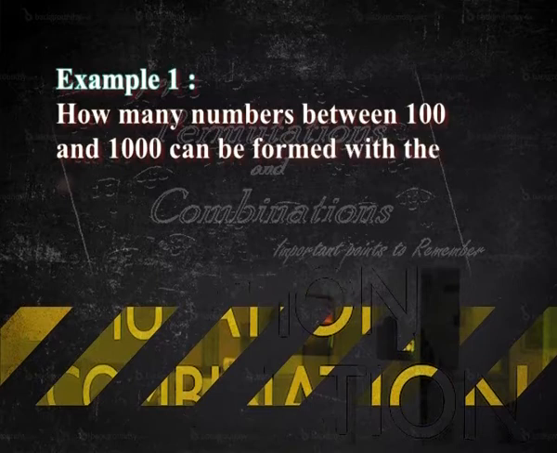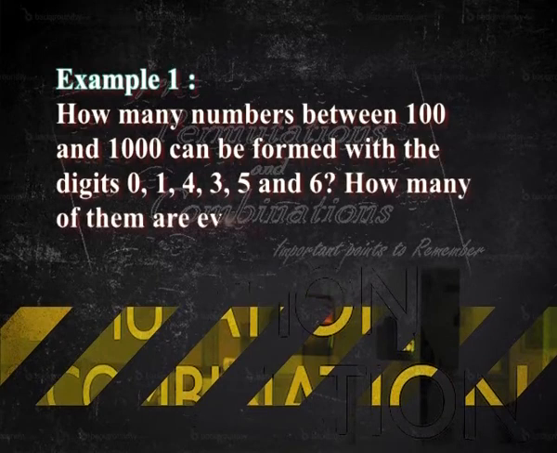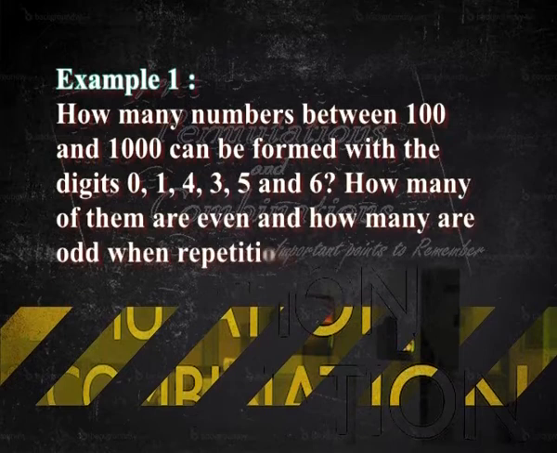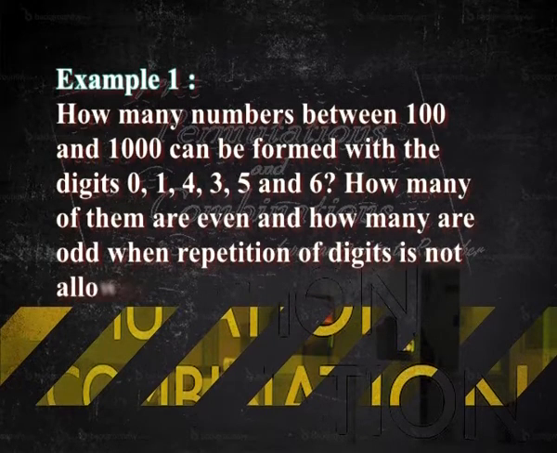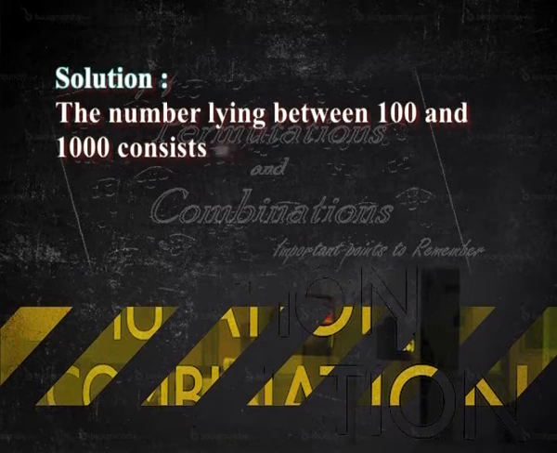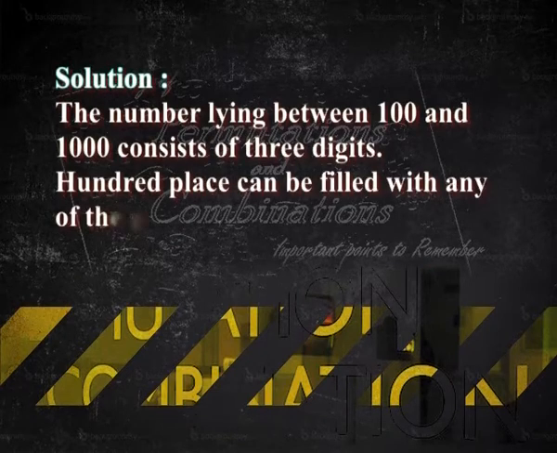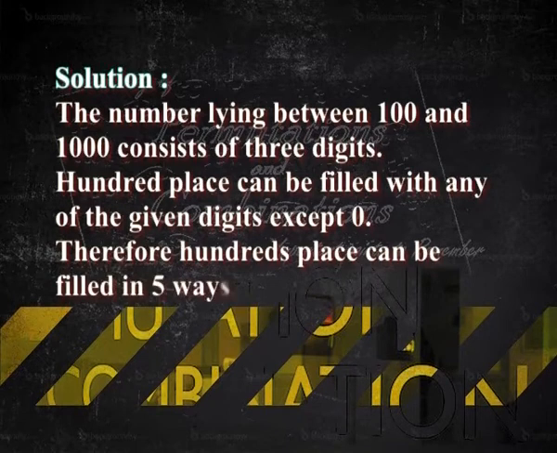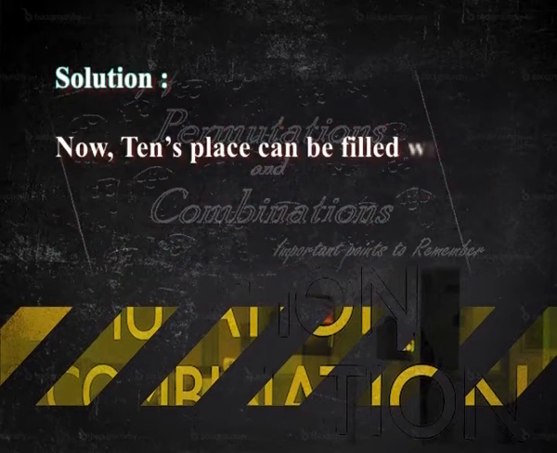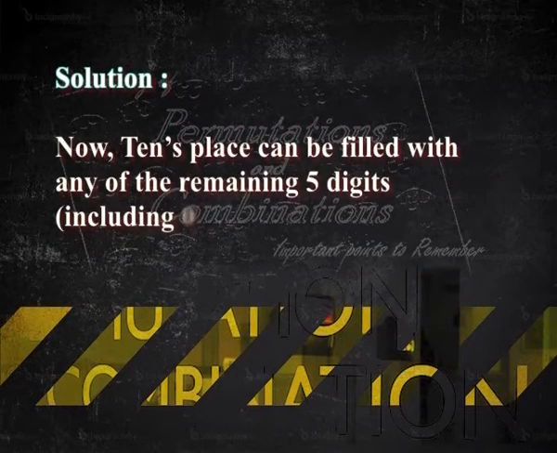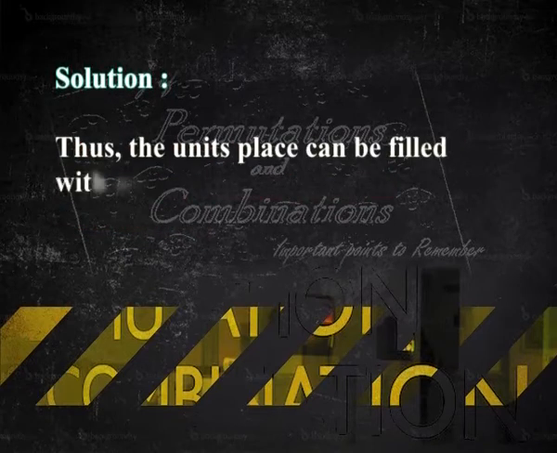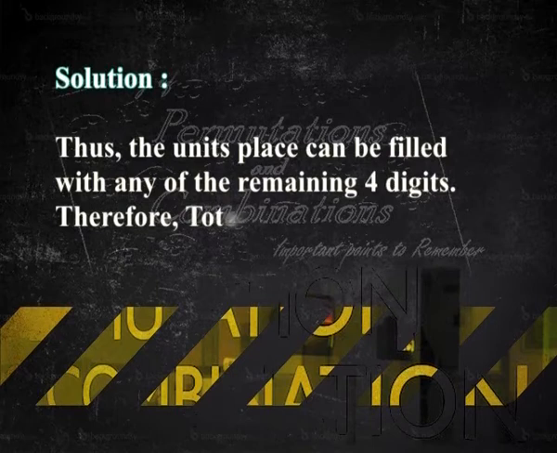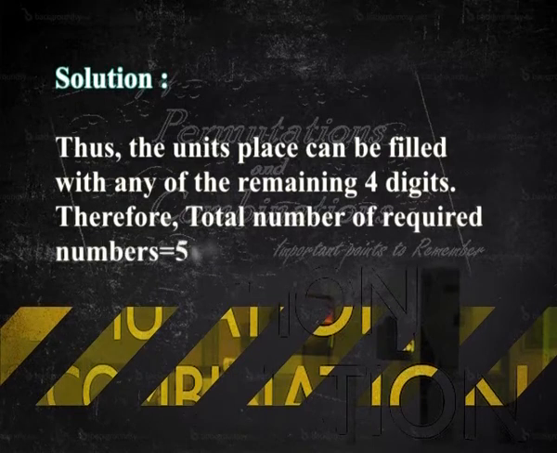Let's take an example. How many numbers between 100 and 1000 can be formed with the digits 0, 1, 4, 3, 5 and 6? How many of them are even and how many are odd when repetition of digits is not allowed? The solution to this comes as: the number lying between 100 and 1000 consists of 3 digits. Hundreds place can be filled with any of the given digits except 0. Therefore, hundreds place can be filled in 5 ways. Now, tens place can be filled with any of the remaining 5 digits, including 0. Thus, the unit place can be filled with any of the remaining 4 digits. Therefore, the total number of required numbers will be 5 into 5 into 4, that is equal to 100.